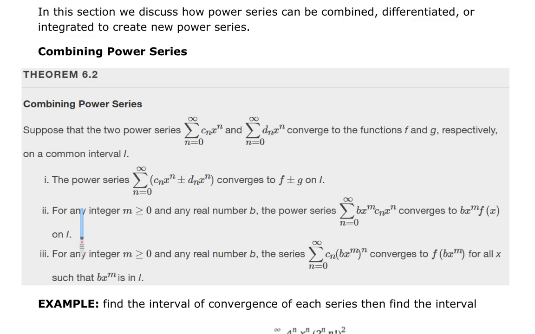And then the next two here: for any integer m greater than 0 and for any real number b, the power series n equals 0 to infinity of b times x to the m, c sub n, x to the n will converge to that real number b times x raised to the m times that function f of x on I. And then for any integer m greater than or equal to 0 and any real number b, the series n equals 0 to infinity of c sub n times b x raised to the m, that whole thing raised to the n, will converge to the function f of b times x to the m for all x such that b x raised to the m is in this interval I.